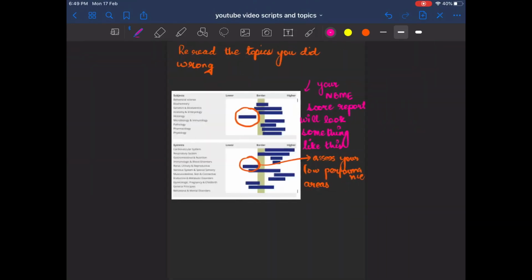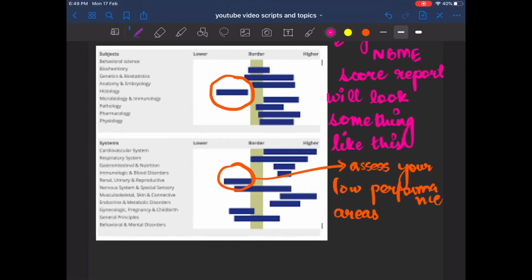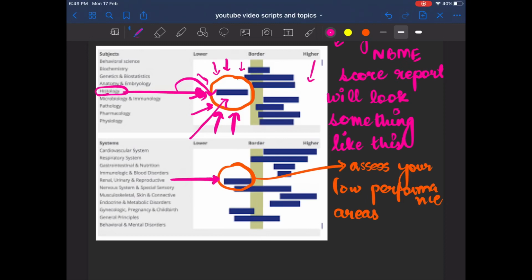Now this is the sample score report from the NBME. They mention your low performance areas in the score report, and this is similar to your actual USMLE Step 1 score report. So in the areas where you are scoring low like this, you have to pay special attention to these topics. For example, this is histology, so you have to prepare in a better way for this subject. Like this, renal system, I was scoring low, so you have to prepare better for the renal system. These were my high performance areas.